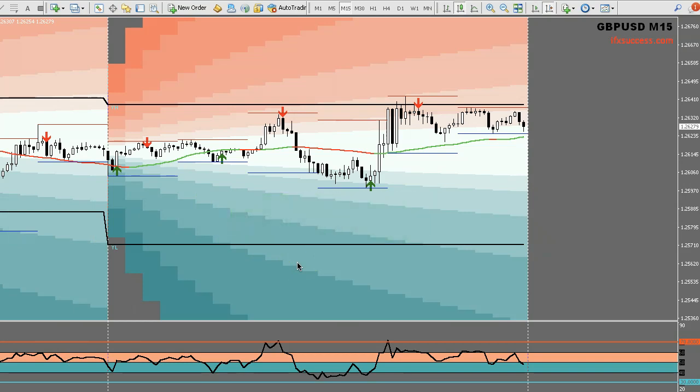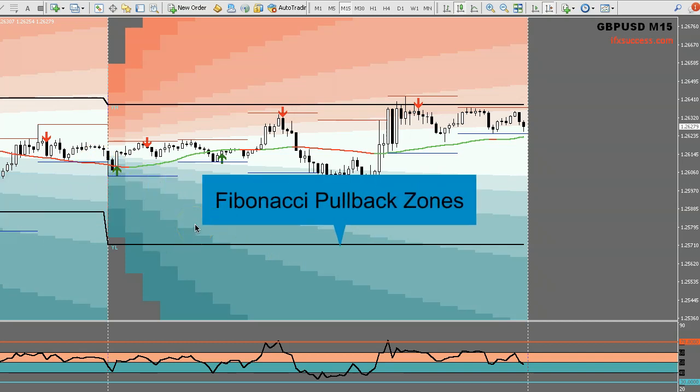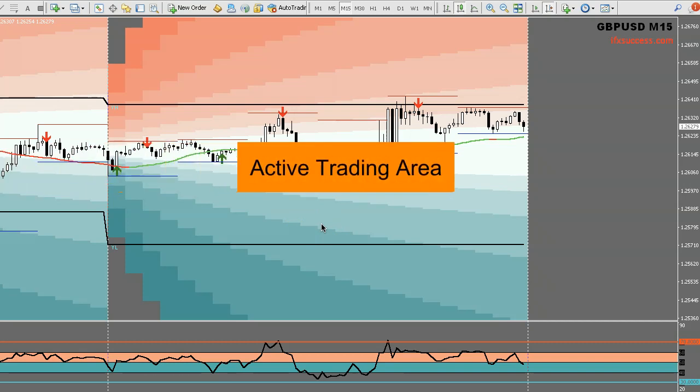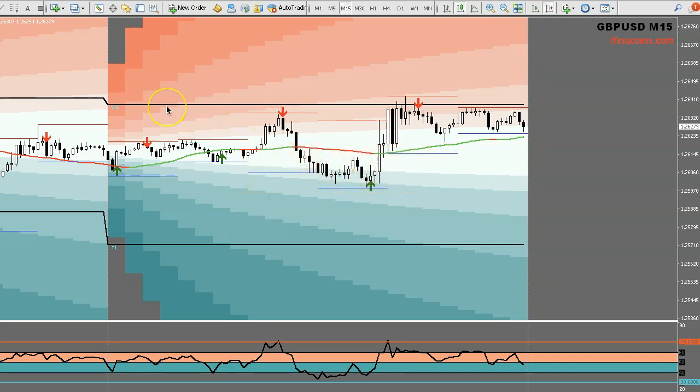The key factor here is going to be the daily Fibonacci zones. We're going to have 7 levels of resistance and 7 levels of support. The main idea is the active trading area. That means we're only going to trade at or below yesterday's high and above yesterday's low. Anything above or below that we're going to avoid, because we want to avoid losing trades.